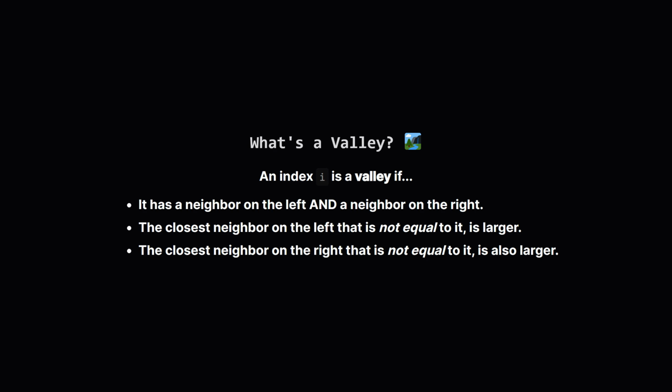A valley is just the opposite. It's a dip. A number is a valley if its closest different neighbors on both sides are larger than it. It's sitting at the bottom between two bigger numbers.